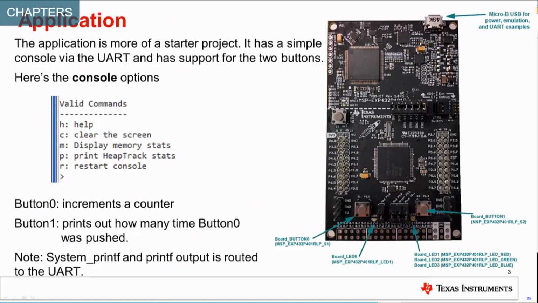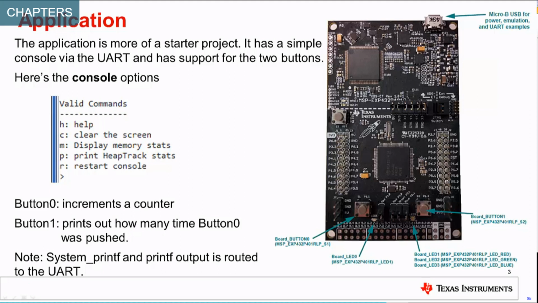The application is more of a starter project. It has a simple console that spits characters out the UART and has support for 2 buttons. Here's the application's console's options. There's Help, which is H, C to clear the screen, M to display memory stats, P to print heap track stats, and R to restart the console.